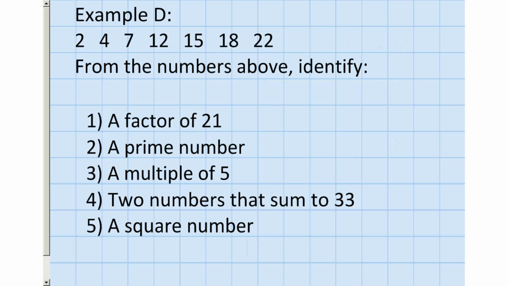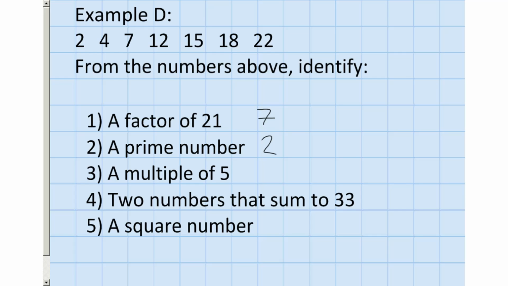Okay, another example. This is pretty much a standard exam type question. You've got a list of numbers. From those numbers we want to identify first a factor of 21. So what number can divide 21? Well, looking at this, it's clear to see the only number we can divide 21 by is 7. So 21 divided by 7 is 3. Next, looking for a number in that list which is a prime number. Well, there's 2. 7 we've just written, but we'll use a different one. We'll use 2. 2 is also a prime number.